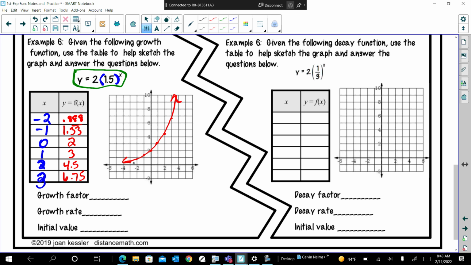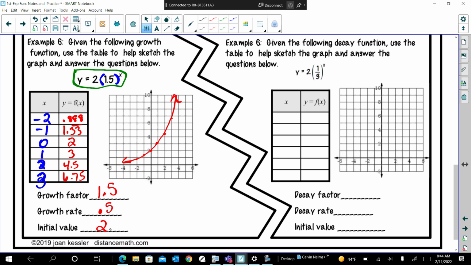All right, so they want us to identify what our growth factor was. Where is that located? Inside the parentheses. So it is our 1.5. Are we okay on that part? What would be our growth rate? 0.5, yes. And then what's our initial value? Yep, 2. It's the value in front of the parentheses.